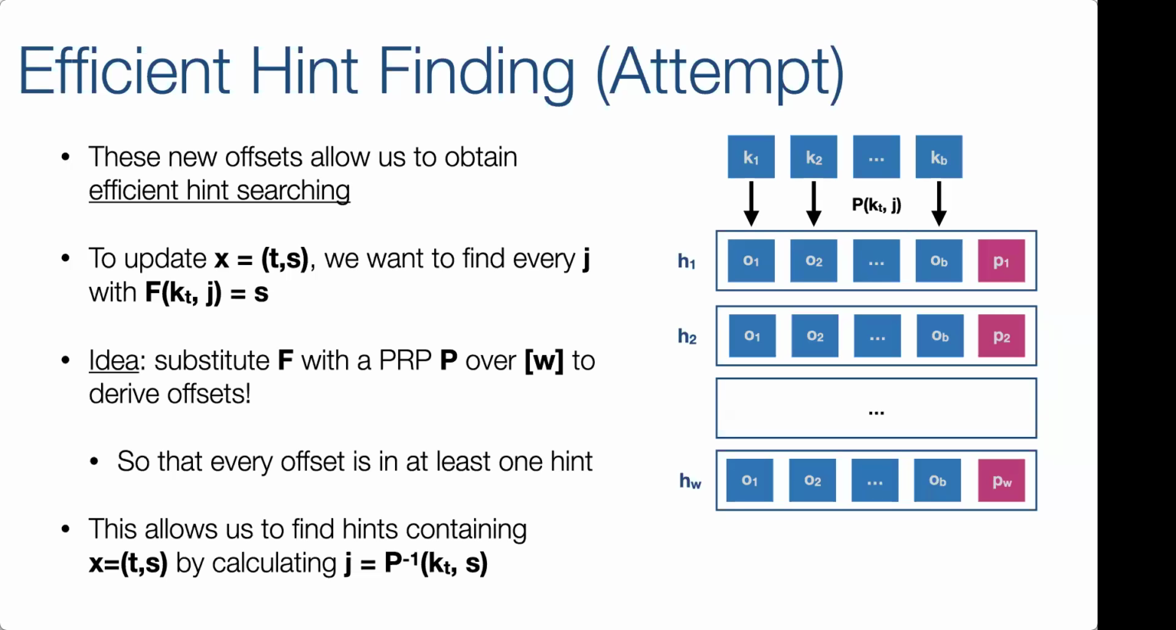And the nice thing about a PRP, if you'll recall, is it has an efficient inversion function. So if we did this, then we actually do get efficient hint finding. If you tell me the block and the offset for an element X, then I can just run PRP inverse with the block key at offset S, and that'll give me back exactly the hint that has X in it. Now, like I said, this breaks the PIR scheme, so let's talk about that.